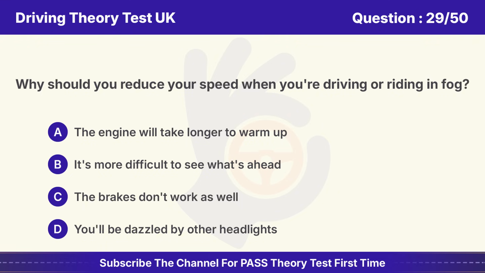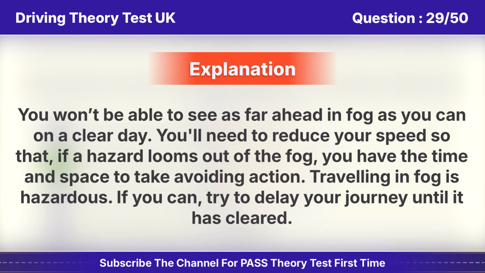Question 29. Why should you reduce your speed when you're driving or riding in fog? Answer is B. It's more difficult to see what's ahead. You won't be able to see as far ahead in fog as you can on a clear day. You'll need to reduce your speed so that, if a hazard looms out of the fog, you have the time and space to take avoiding action. Traveling in fog is hazardous. If you can, try to delay your journey until it has cleared.